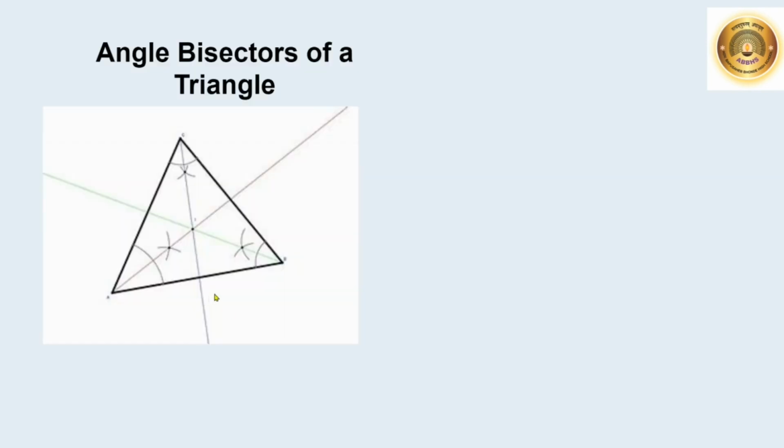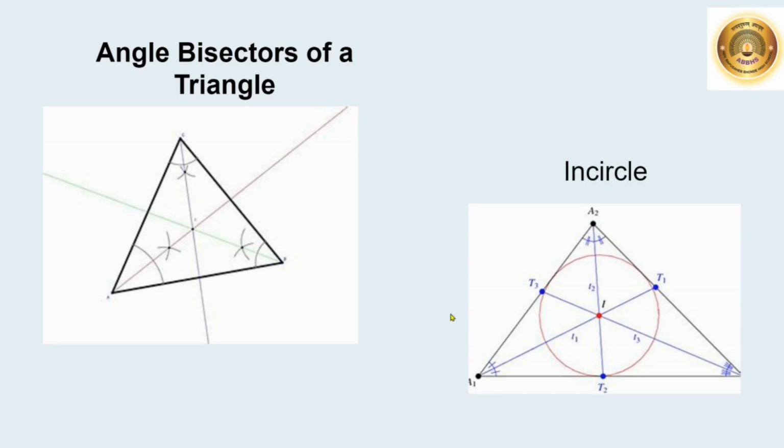Now in this figure you can see the angle bisectors of a triangle. A triangle has three angles. We have constructed the angle bisectors of all the three angles. If you observe, we can see that the three angle bisectors meet at a point, or the three angle bisectors are concurrent. The point of concurrence is in the interior of the triangle. The point of concurrence of the angle bisectors is called the incenter.